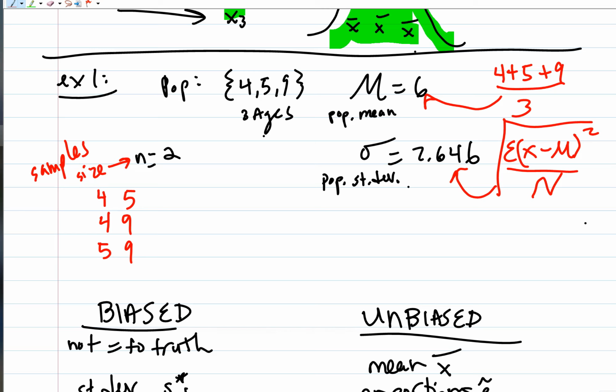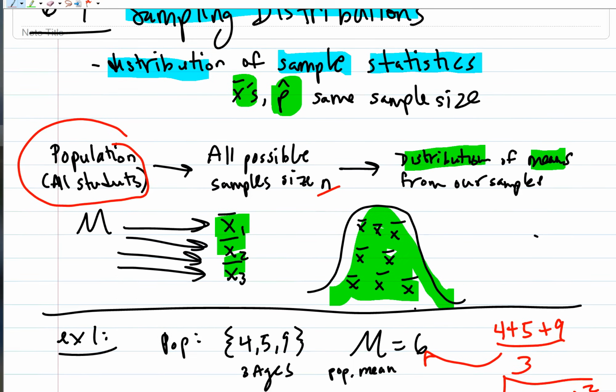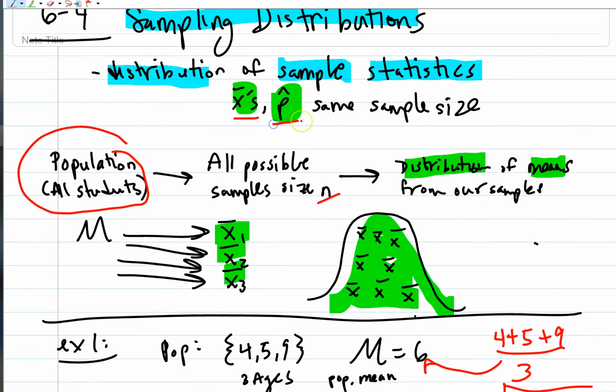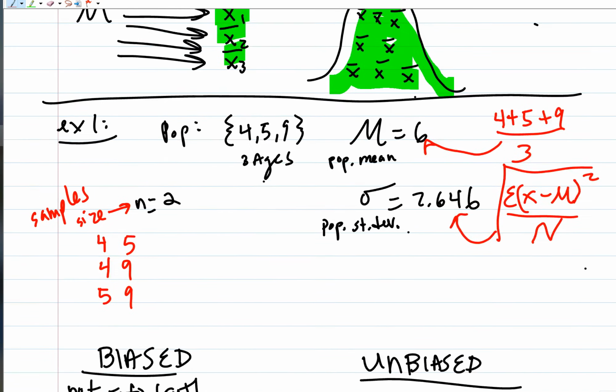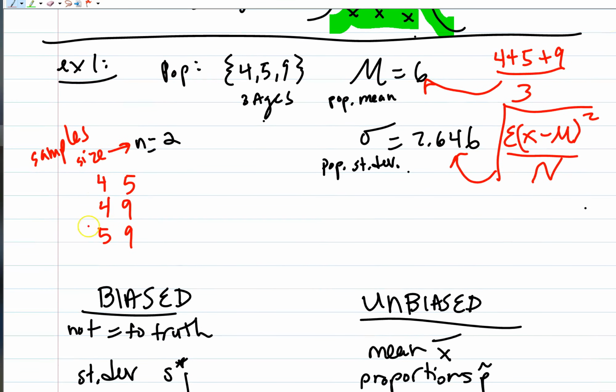Is this a sampling distribution? Not yet. A sampling distribution needs to be a collection of the statistics, specifically either the means or the proportions. I'm dealing with means primarily because that's where we're going to start. These are not a collection of means; these are still individuals. What I would have to do is make a collection of the means. So 4 plus 5 divided by 2 is 4.5. That would be our first mean. 4 plus 9, 13 divided by 2, would be 6.5. That would be our second mean. 5 plus 9 is 14 divided by 2, 7. That would be our third mean.